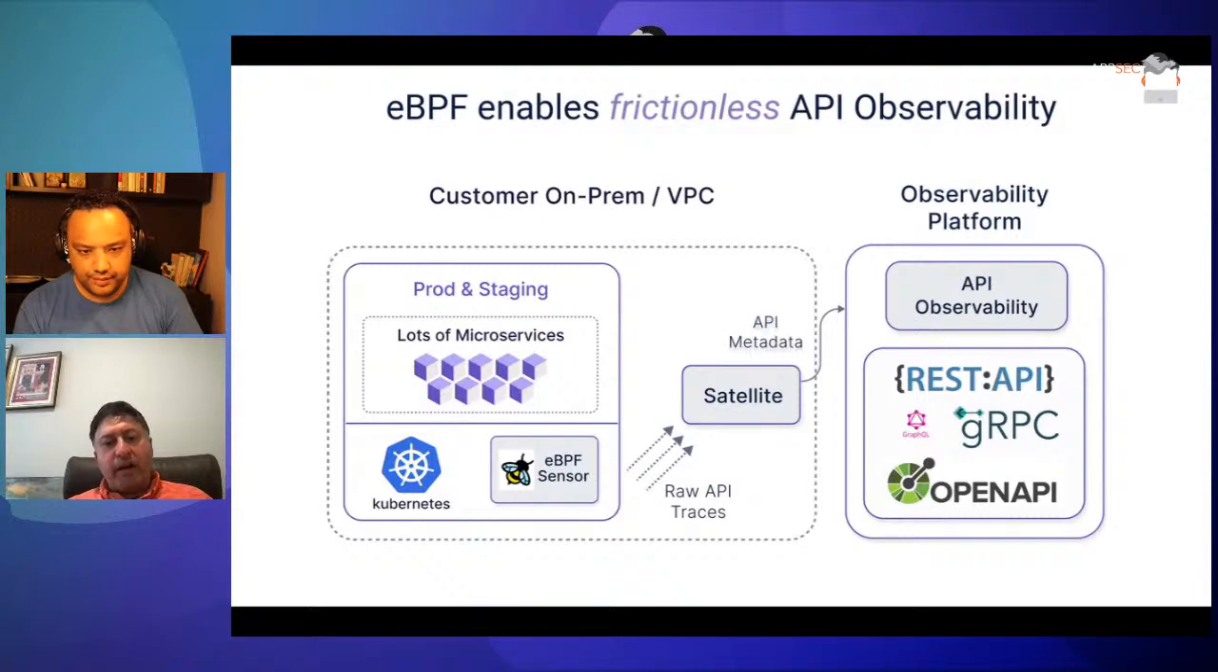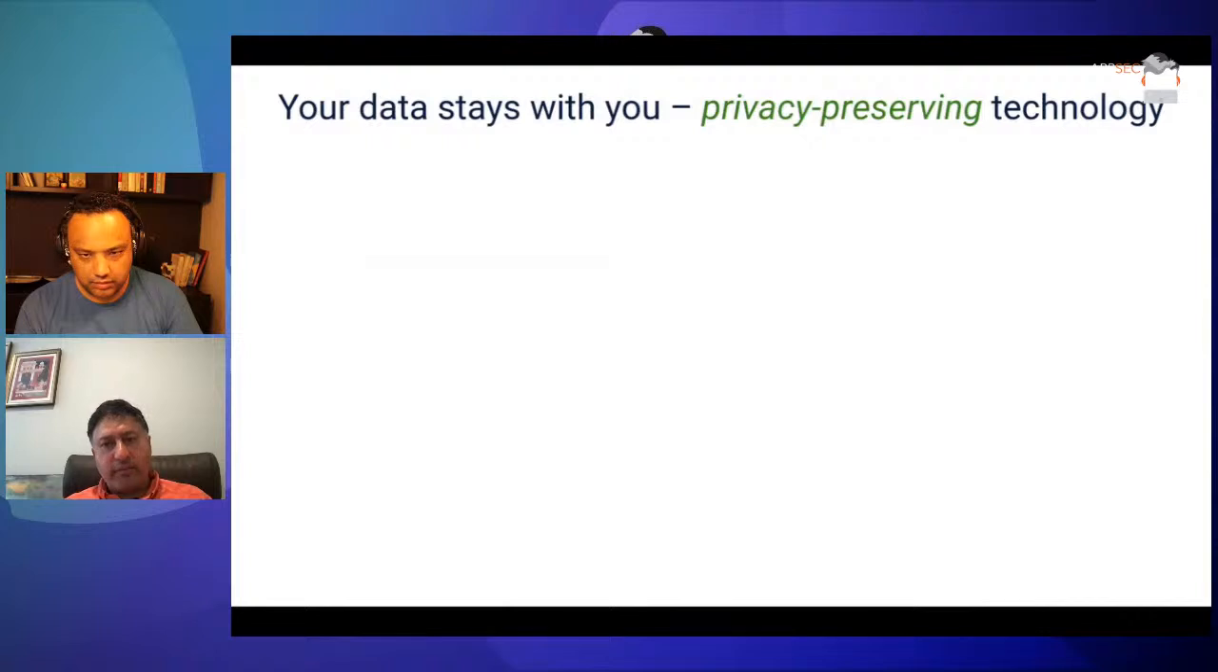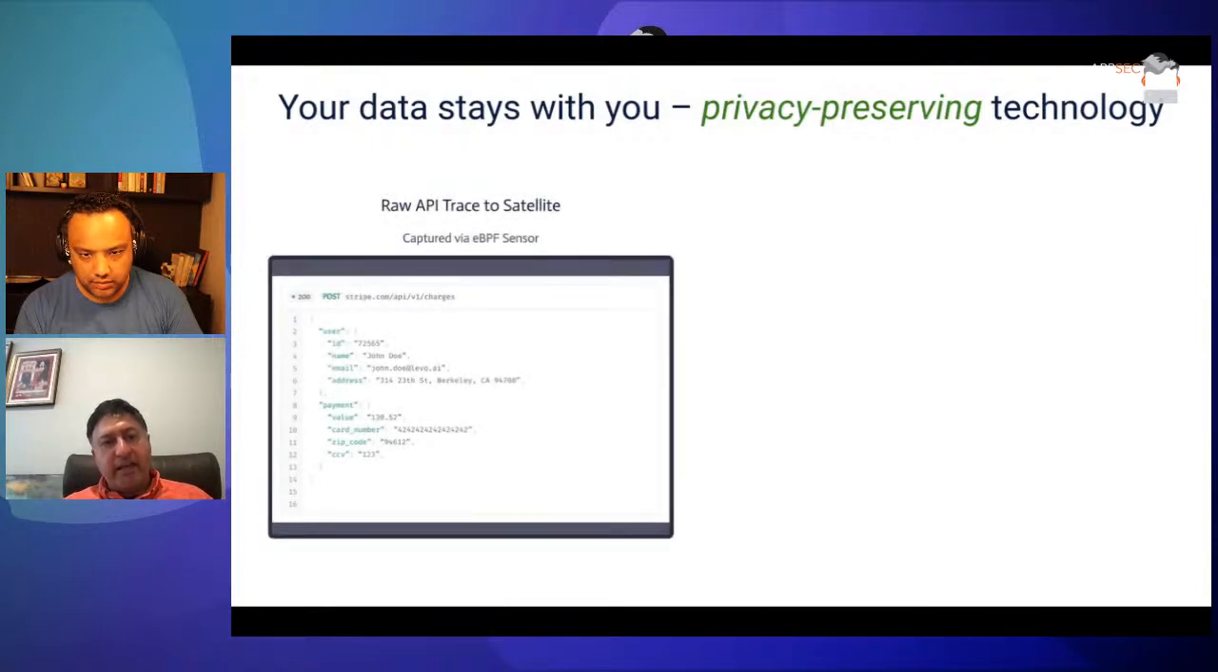That's where we've taken a very, very deliberate approach of building something that will not consume your data directly. We have introduced something called a satellite that runs within the customer premises, and the satellite ensures that none of the data is actually directly ingested. This is what we call a privacy preserving technology.